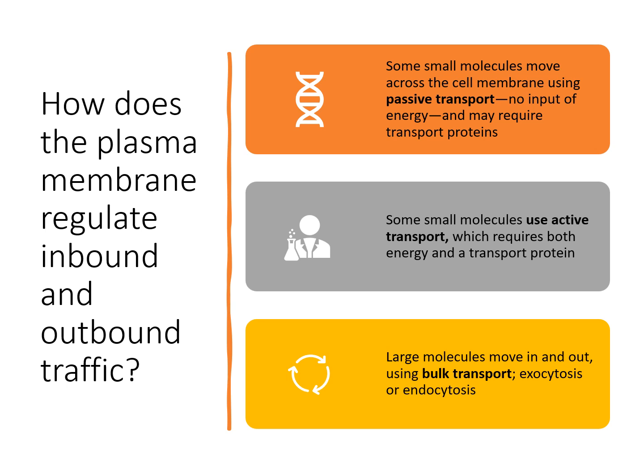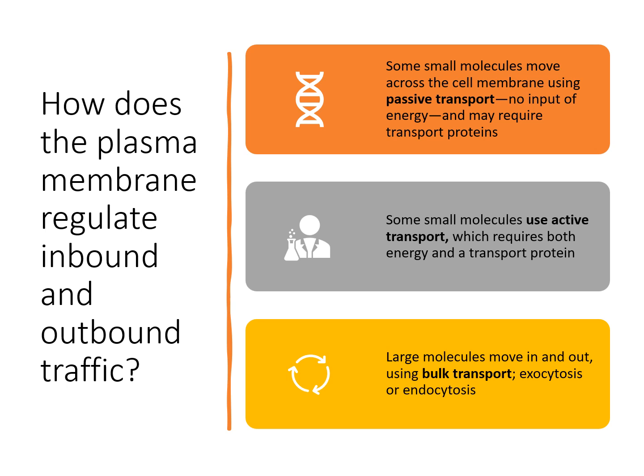But let's start here with how the plasma membrane regulates inbound and outbound traffic. So we have passive transport, active transport, and bulk transport. If molecules are small enough and non-polar enough, they are going to move via passive transport. And this means they don't have an input of energy, but they might require transport proteins. And they're going to move via passive transport down their concentration gradient.